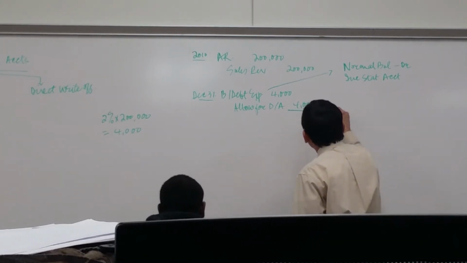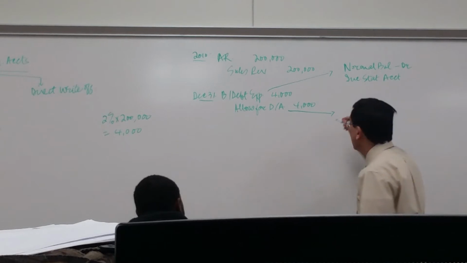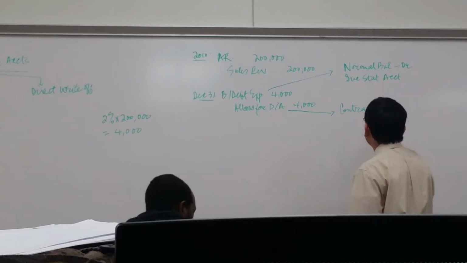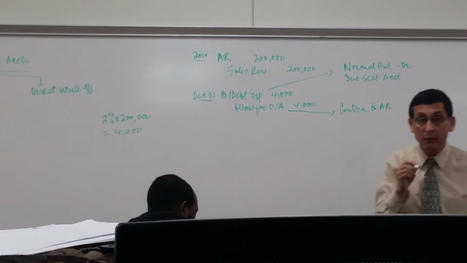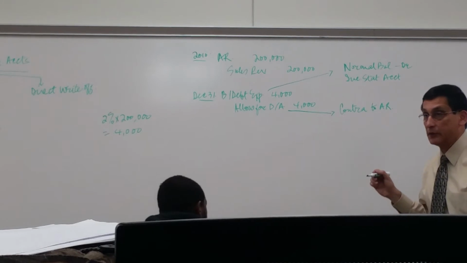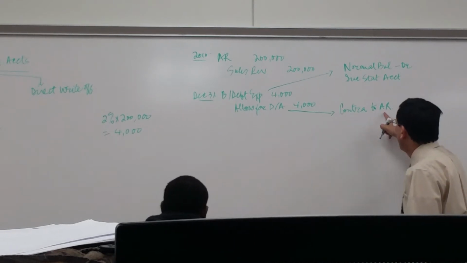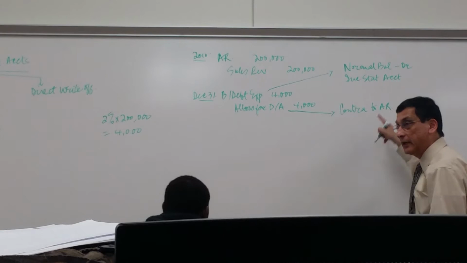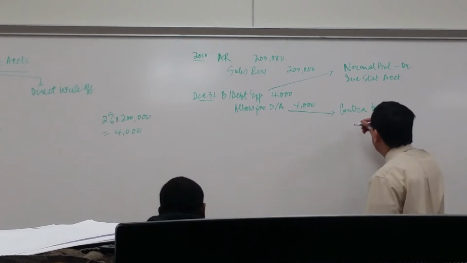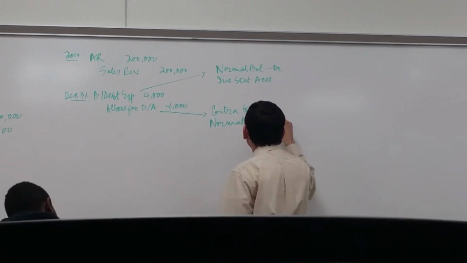What kind of an account is allowance for doubtful accounts? Balance sheet. Yes, it's a contra to accounts receivable. Remember accumulated depreciation, a contra asset? So is allowance for doubtful accounts a contra. What's the normal balance for AR? Debit. So the contra account, contra means opposite, will have a normal credit balance.